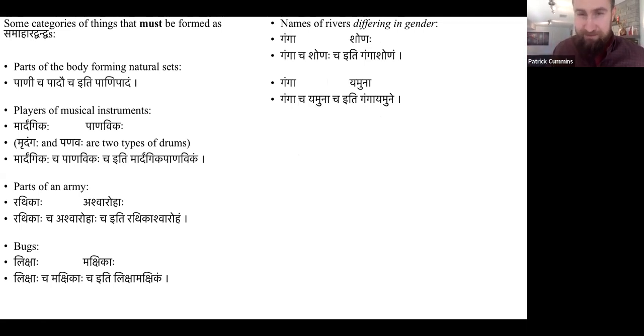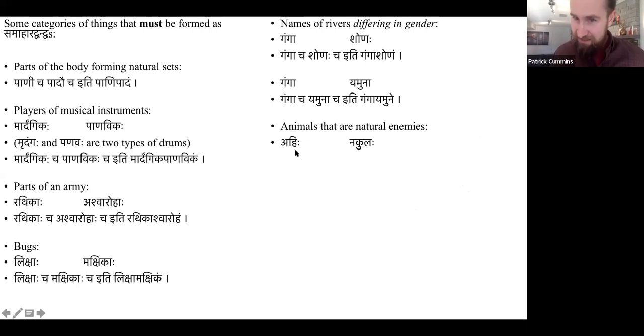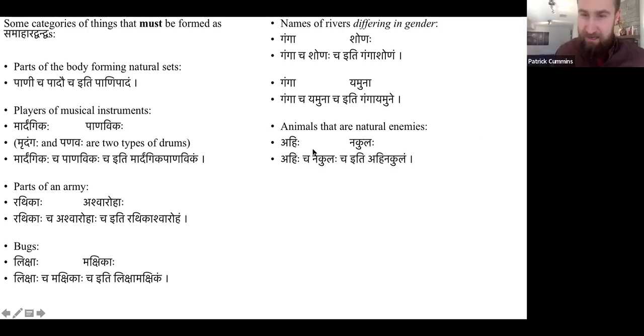So yeah, and also an interesting category, animals that are natural enemies. And I'm pretty sure Deshpande gives this example: ahi and nakula. If anybody had to guess, what are those two things? Maybe if I said sarpa instead of ahi. I think ahi is a snake and nakula is some kind of bird. Close, very close. You're right, ahi is snake and nakula is a mongoose. So it follows the exact same pattern.